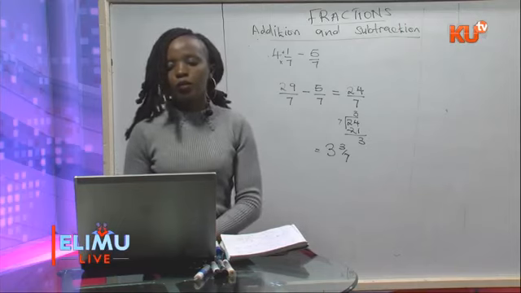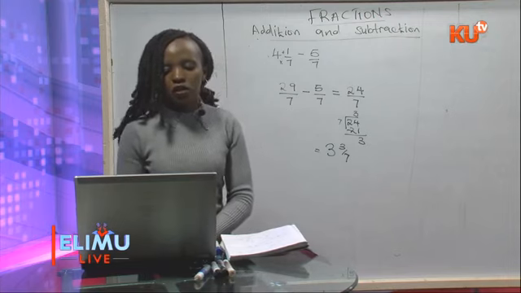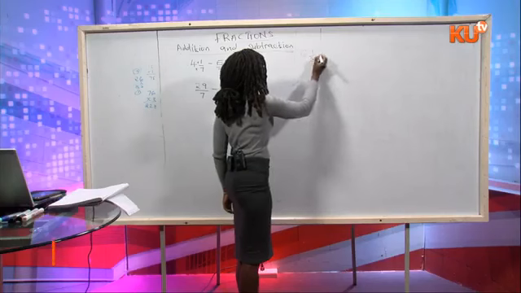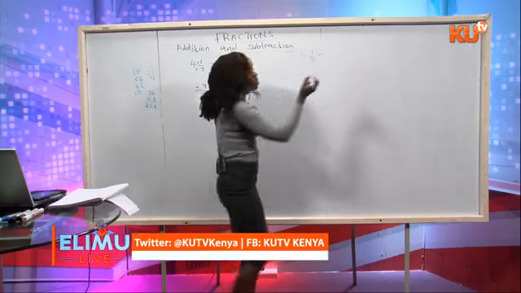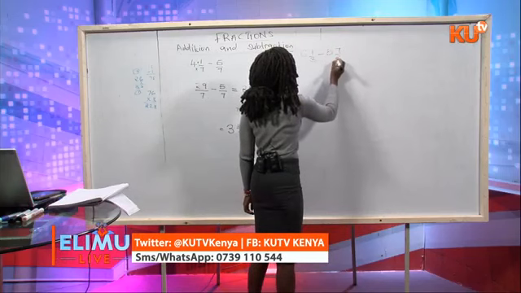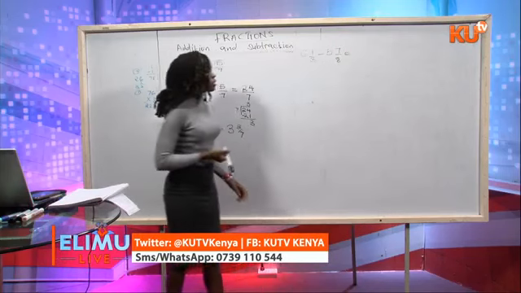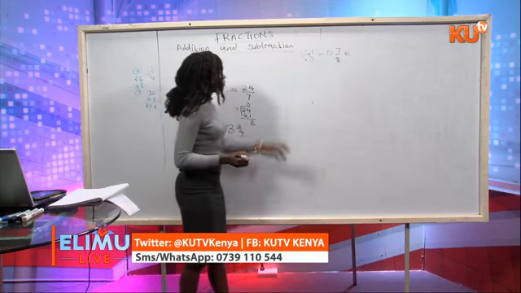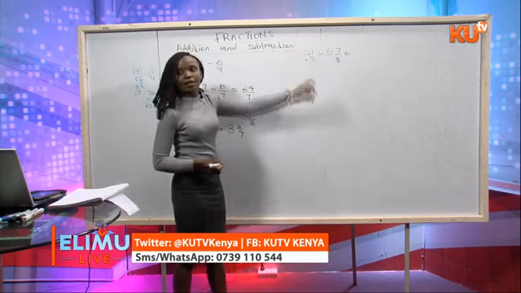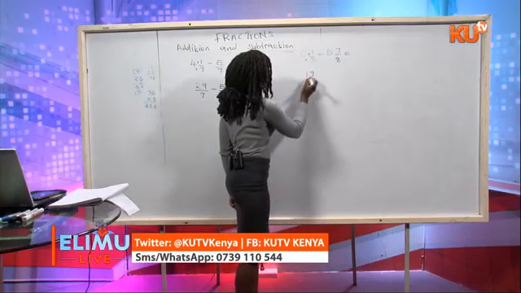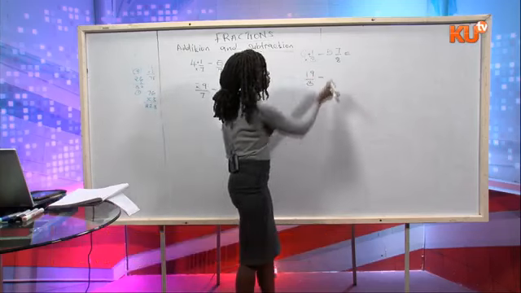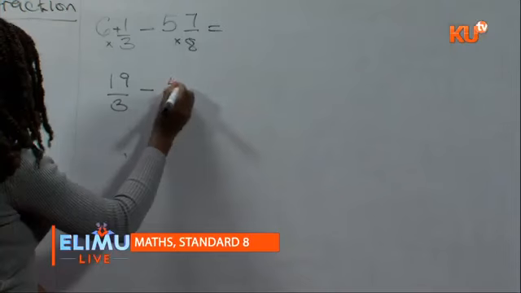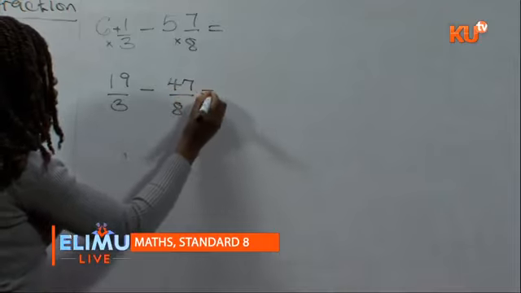6 and a third minus 5 and 7 eighths. We change to improper fractions. 6 times 3 is 18, plus 1, we get 19. 19 over 3 minus 5 times 8 is 40, 40 plus 7, 47 over 8.